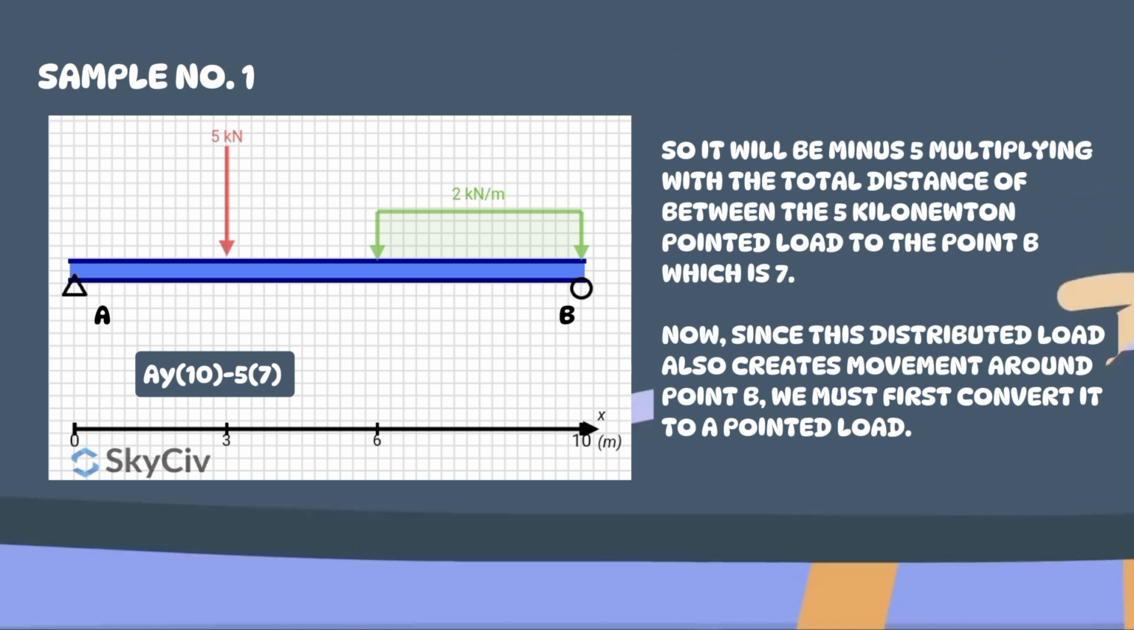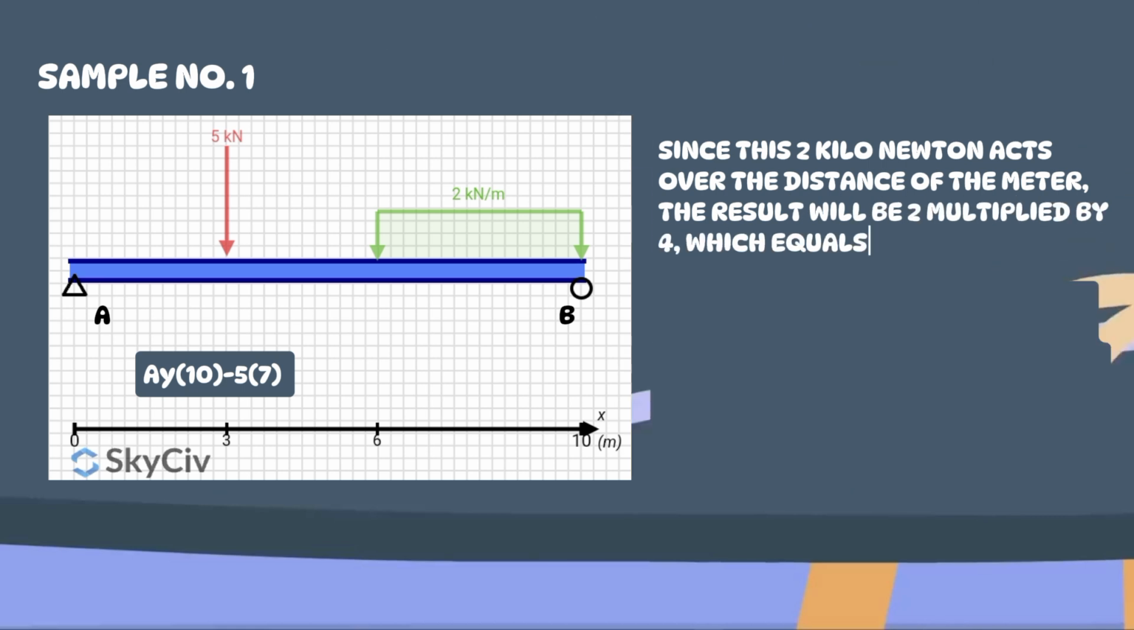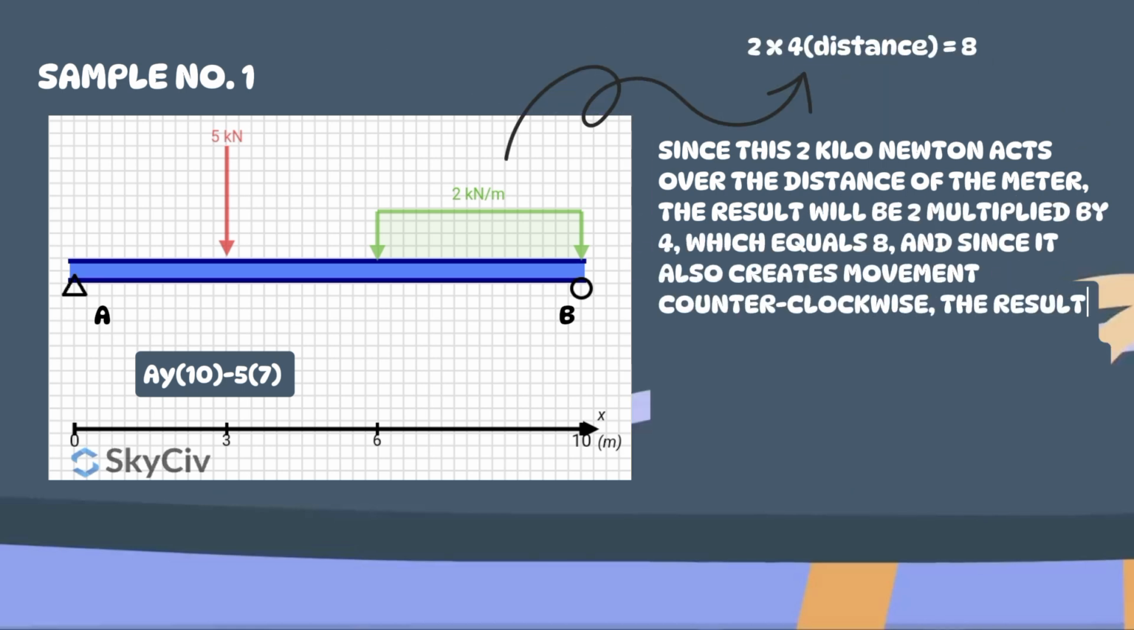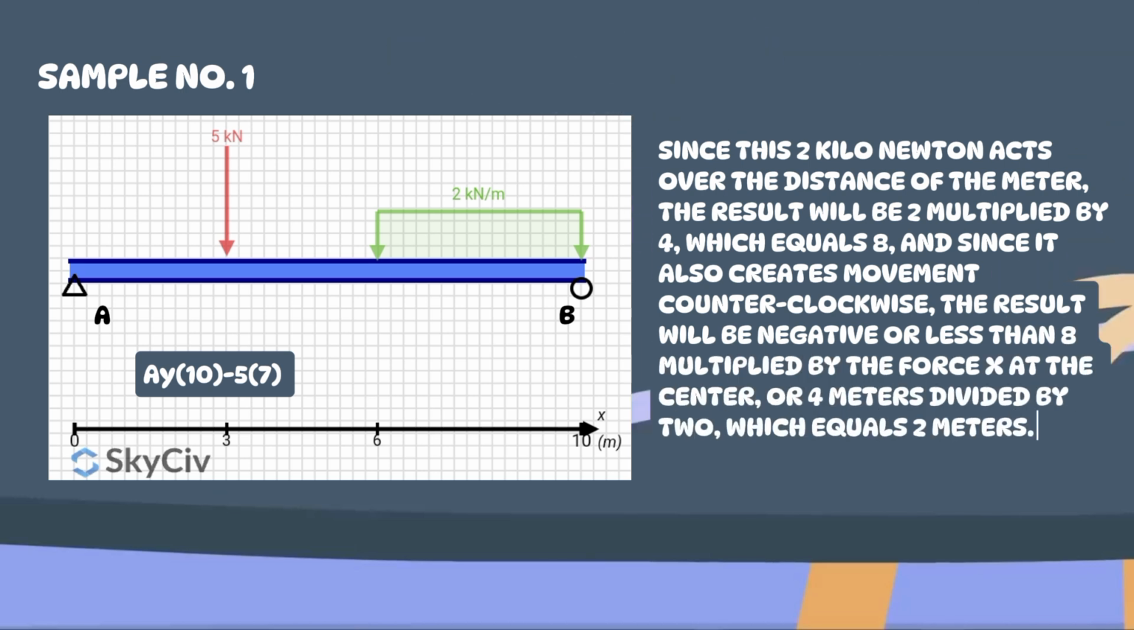Now, since the distributed load also creates movement around point B, we must first convert it to a pointed load. Since this 2 kN acts over the distance of 4 meters, the result will be 2 multiplied by 4, which equals 8. Since it also creates movement counterclockwise, the result will be negative, or minus 8 multiplied by the force at the center, or 4 meters divided by 2, which equals 2 meters.